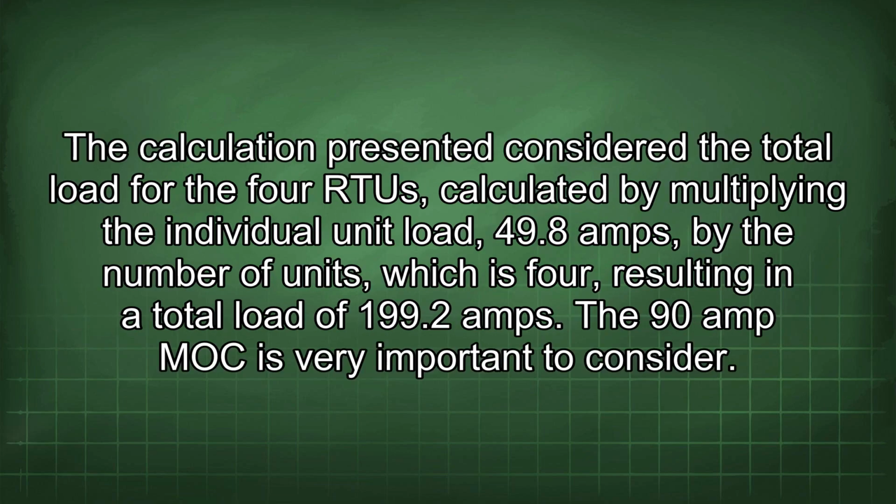The calculation presented considered the total load for the 4 RTU, calculated by multiplying the individual unit load of 49.8 amps by the number of units, which is 4, resulting in a total load of 199.2 amps. The 90 amp MOC is very important to consider.